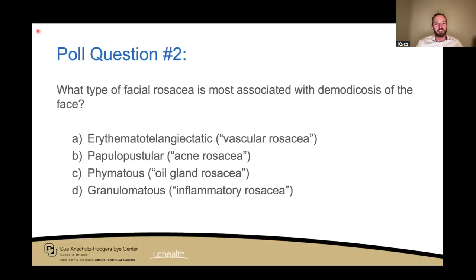And then answer choice D, there's not a granulomatous type of rosacea. I just tried to come up with something that sounded like a real name for a rosacea.